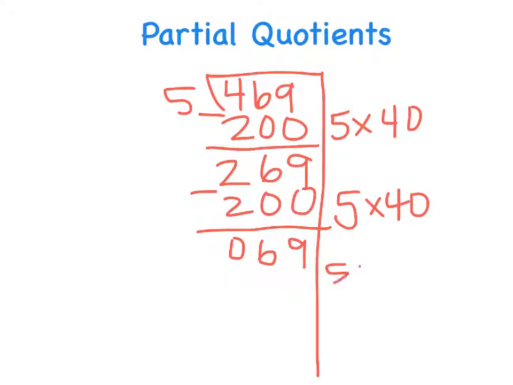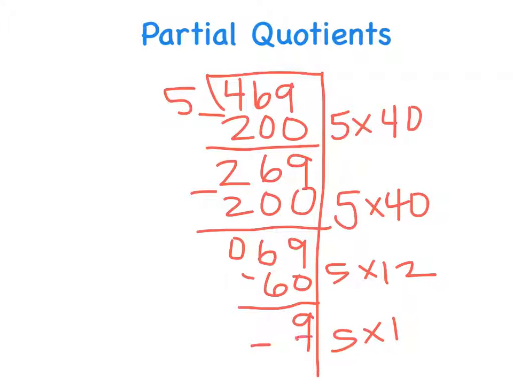I know that 5 times 12 is 60, so that's going to get me kind of close here. Sorry, Murphy's barking in the background. And when I subtract, I have 9 left, so I can only make one group of 5, and I have 4 left. I cannot make another group of 5, which means that this 4 is going to be my remainder.